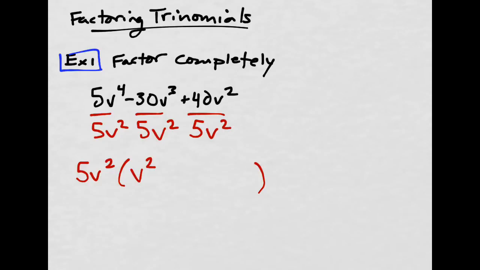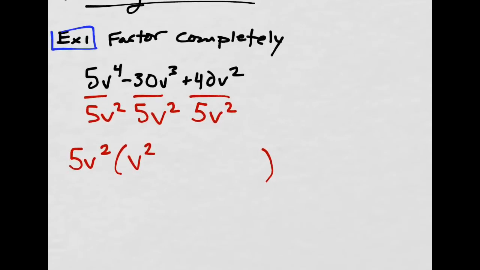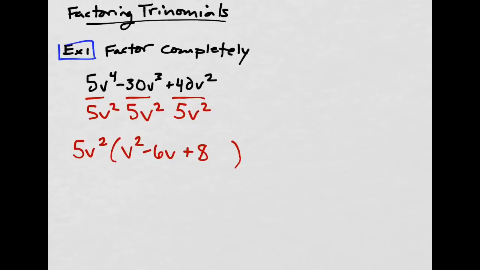And then I divide. Negative 30 divided by 5 is negative 6. And then v cubed divided by v squared is just v. And 40 divided by 5 is 8, so plus 8. And v squared divided by v squared is 1. But 8 times 1 is still just 8, so we can leave it like that.